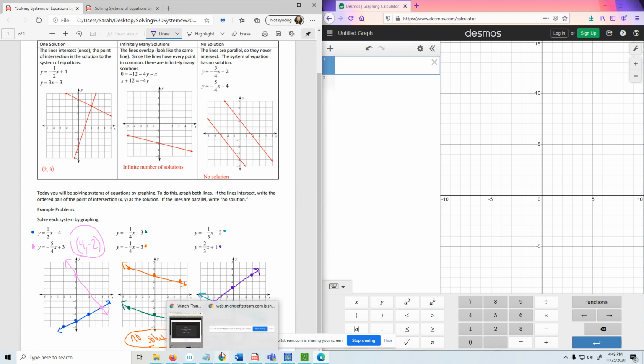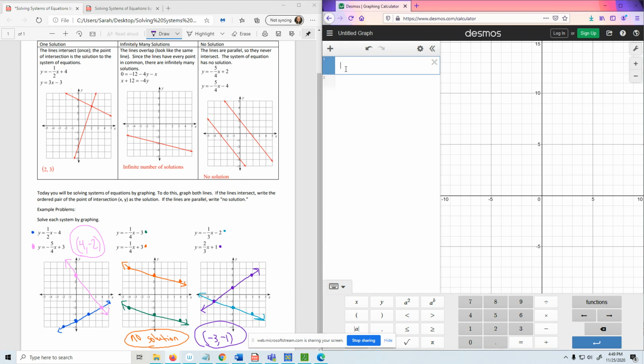You can also do these in Desmos, which is what I would recommend if you don't have graph paper handy. And if when you go do this for your homework, this is perfectly fine too. The way we do this in Desmos is we literally just type in exactly what we see. Each equation gets its own line. So I'm going to do this last one we just looked at here with the blue and the purple.